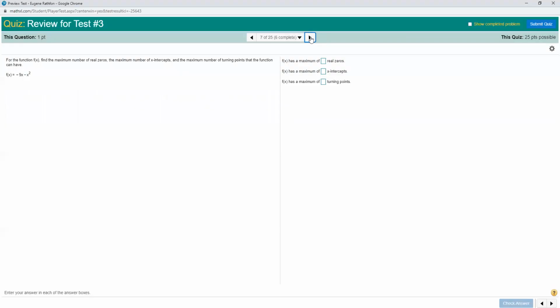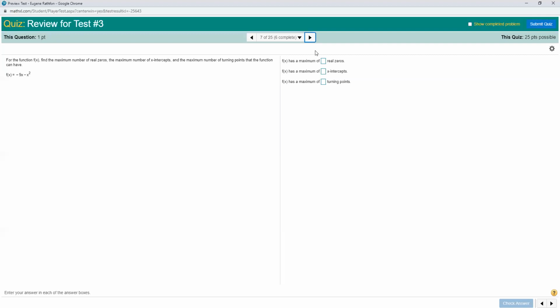All right, so for the function, find a maximum number of zeros, maximum number of x-intercepts, and maximum number of turning points. So I know the maximum number of real zeros is equal to the degree of that polynomial. The maximum number of x-intercepts is equal to the degree of that polynomial. The maximum number of turning points is equal to the degree minus 1 for that polynomial. So you got to find the degree, which is the highest exponent. So the degree of this is a 2.